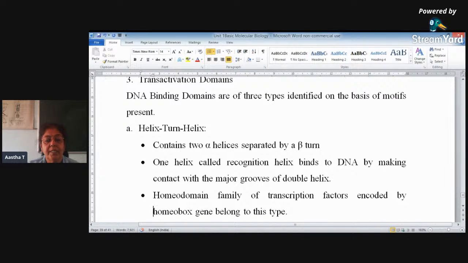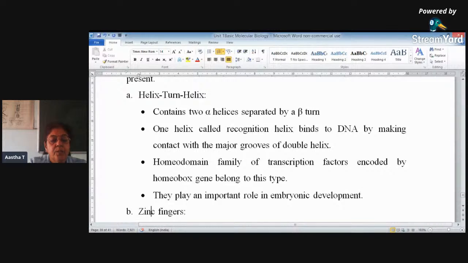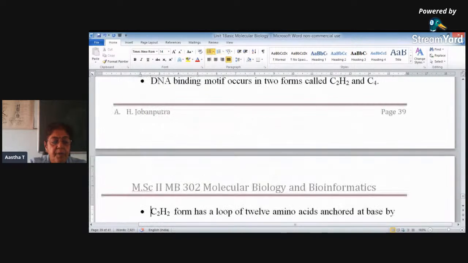Domain family of transcription factors which are encoded by homeobox genes belong to this type. So the example of helix turn helix domain, or motif, is the homeodomain family of transcription factors, TF1, TF2 and so on. Usually they are important in embryonic development, where they have a main role.